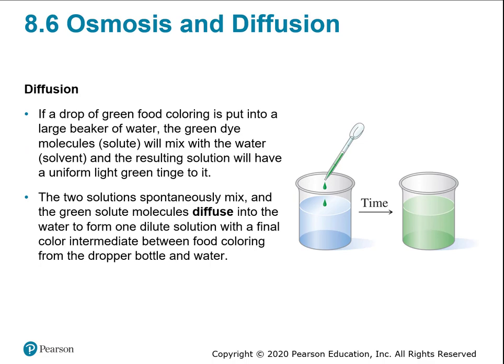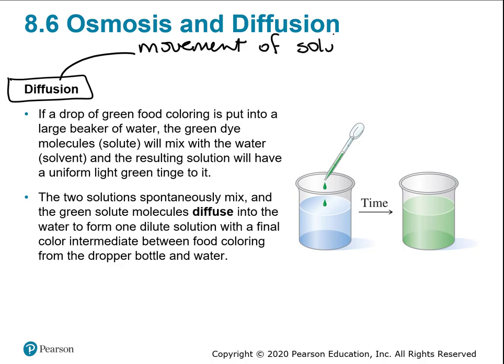This goes into some of the stuff we talked about. The other kind of transport is called diffusion. So osmosis is all about solvent. Diffusion is about solute. But it's the same kind of movement. It's the movement of solute particles from high concentration to low concentration.